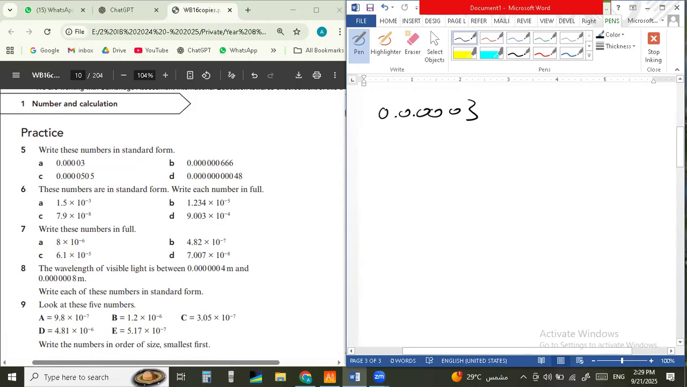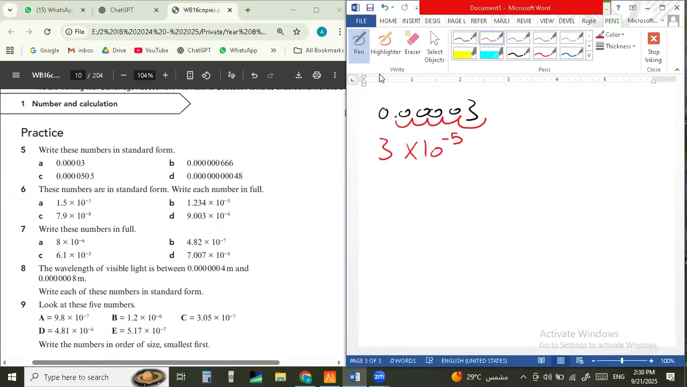Mister, I'm gonna need to move it to the right this time, not to the left. So in order to make it between 1 and 10, I need this to be 3. 3 times 10 to the power of, Mister, I moved it 1, 2, 3, 4, 5 times to the right. To the right, it means -5. Good? Okay, great. And the rest are exactly the same as question A.